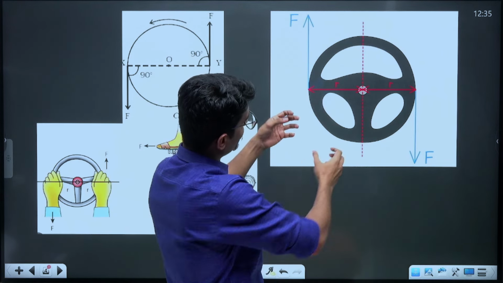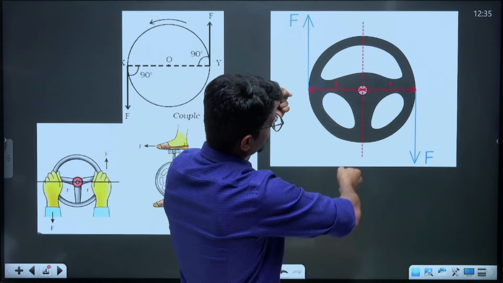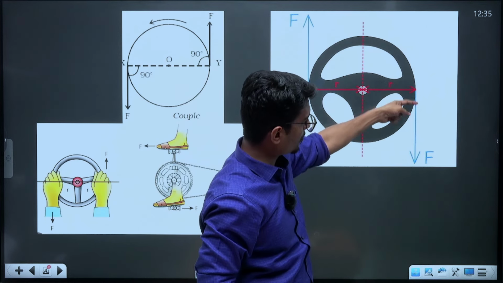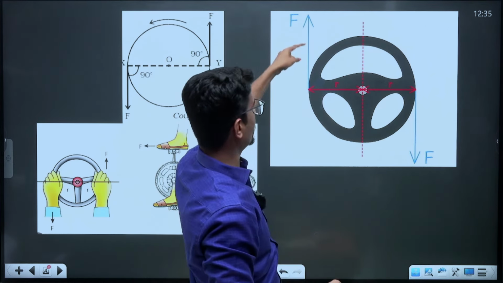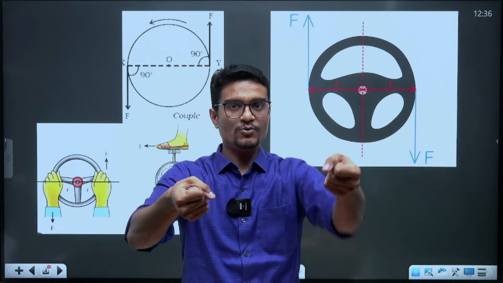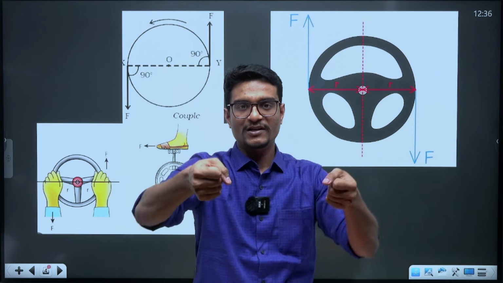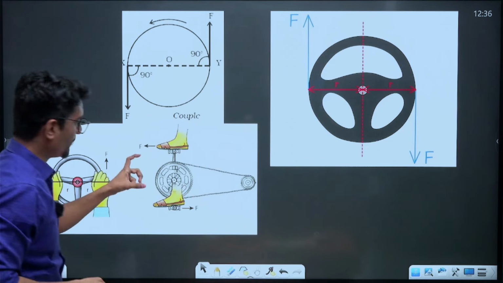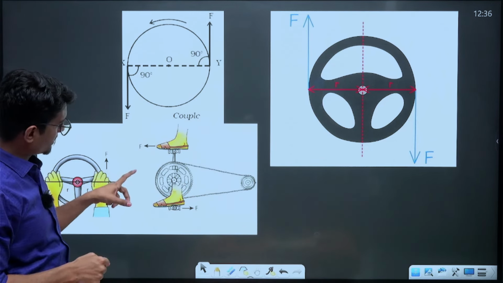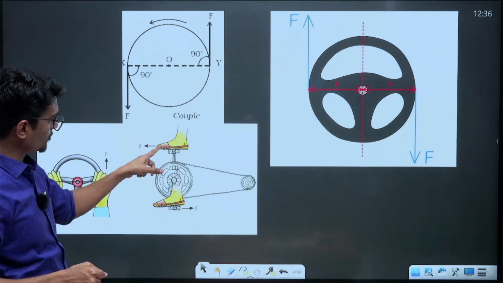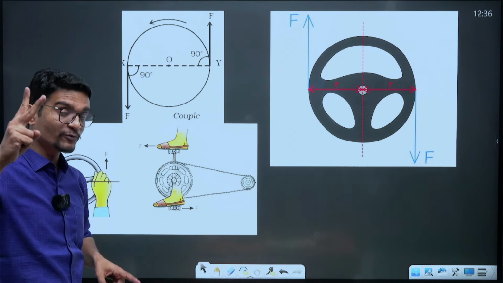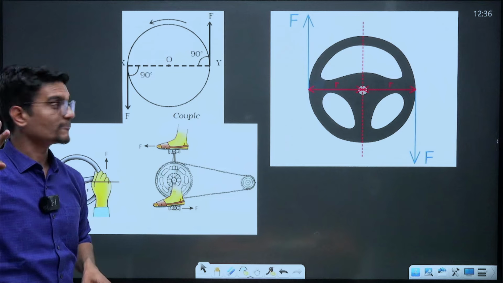When we rotate the steering, we apply two forces. One, let us say, in downward direction, and one in upward direction. One towards you, one towards me, like this. We rotate the steering like this. When we pedal the cycle, one foot is applying the force forward while the other is applying the force backwards. So there are two forces in opposite direction.